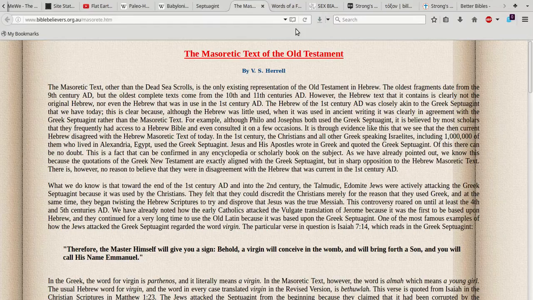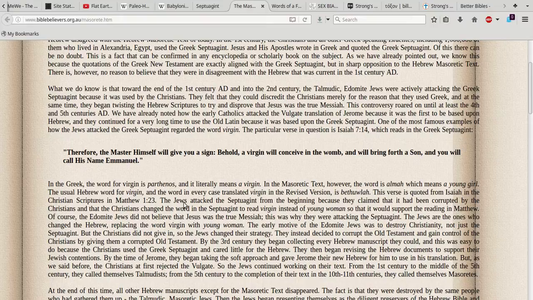And here's a whole page on the Masoretic text, with any other details you want to read about it. And down here is where you can see that they talked about the Greek word parthenos, which is virgin, and they use alma in Hebrew, which is young girl.